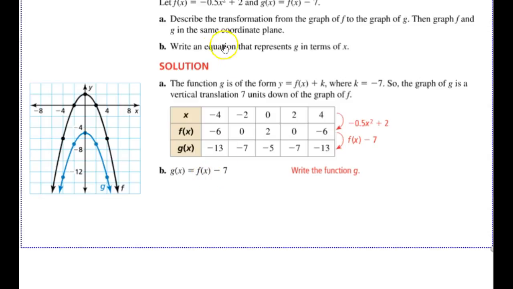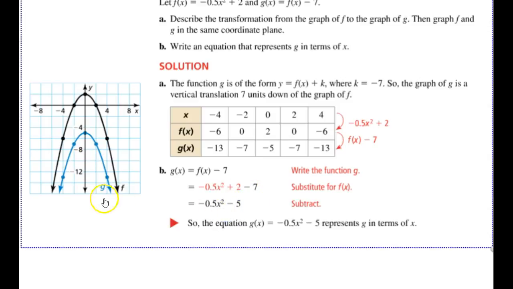So now I have to do part B, which is writing an equation that represents g in terms of x. So I write the function for g, which I was given up here at the top. So I have f of x minus 7. So now I substitute what I know, and I know that this was the equation for f of x, and then I have my subtract 7, and then I subtract and simplify. So my equation for g in terms of x is negative 0.5x squared minus 5. So you'll see that it is a vertical translation down of my original graph.